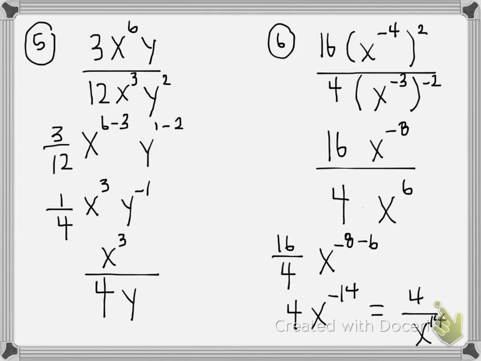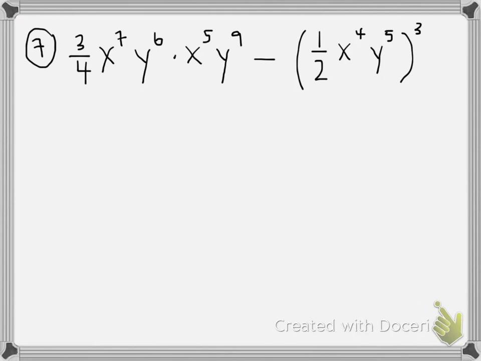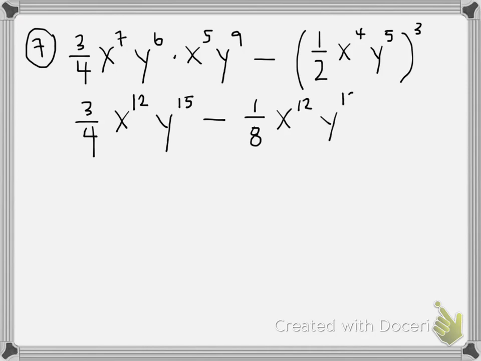Let's do one more here. This is from your practice test. So we need to multiply, so this is going to be a 3/4 times x to the 7th times x to the 5th is going to be x to the 12th power. And y to the 6th times y to the 9th, so you'll add those exponents, so that'll be y to the 15th power. So over here we'll say 1/2 cubed, so 1/2 cubed is going to be a 1/8. Then you multiply, so x to the 12th and y to the 15th power.